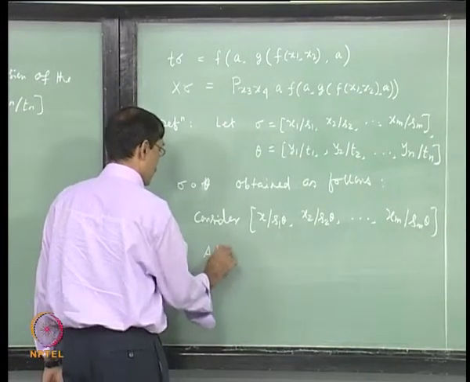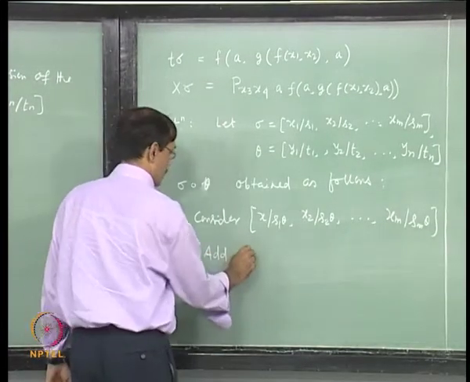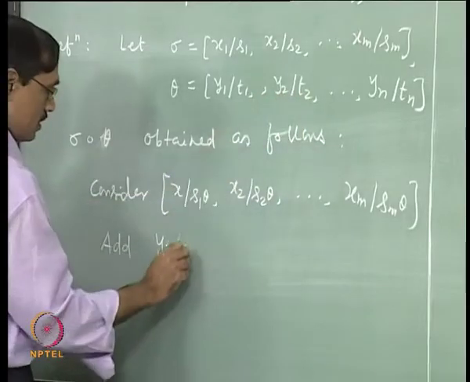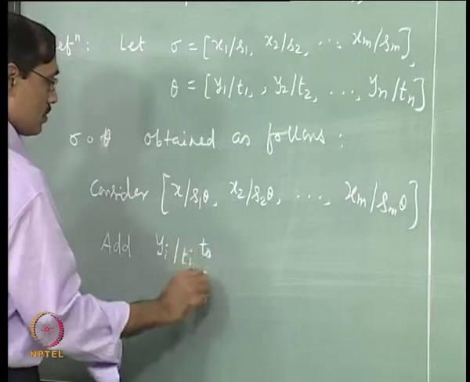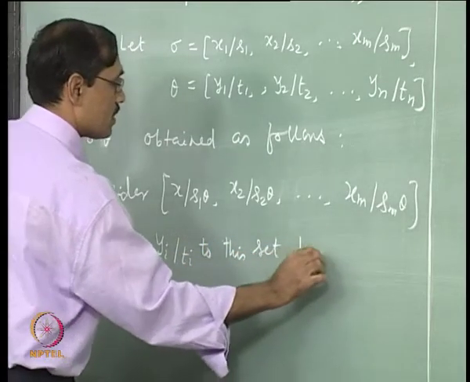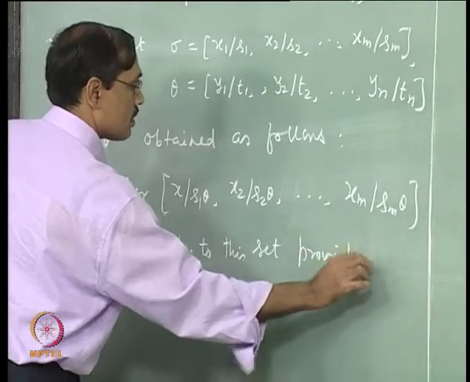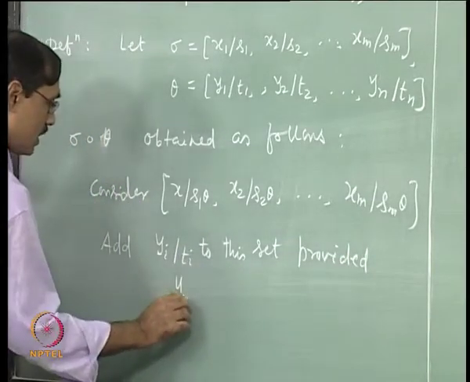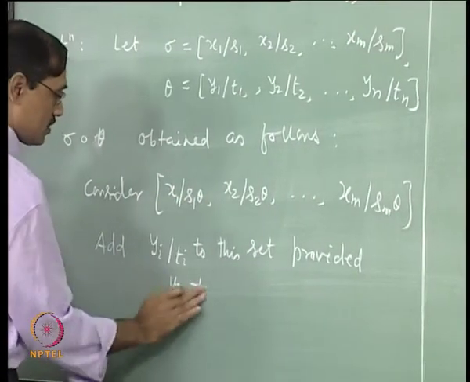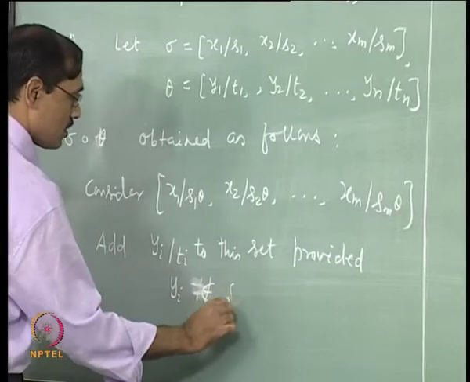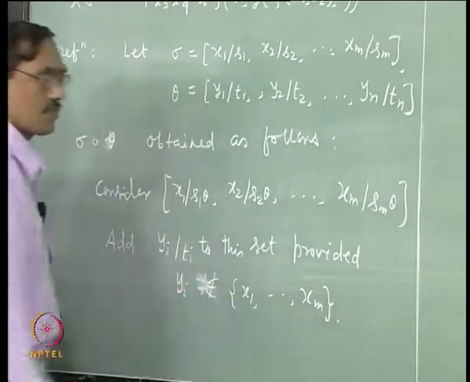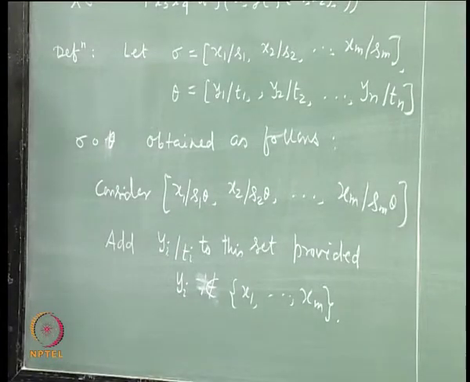Now, add yI by tI to this set, provided yI is not equal to any of these x, right. So, that means it does not belong to x1 to xm, right.